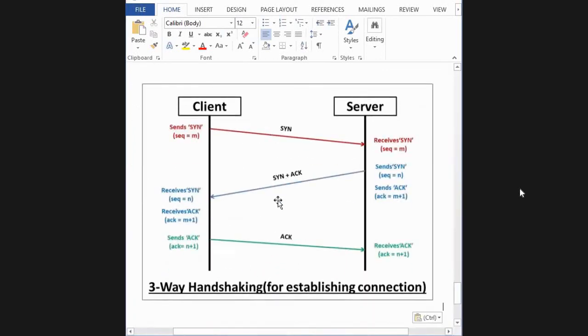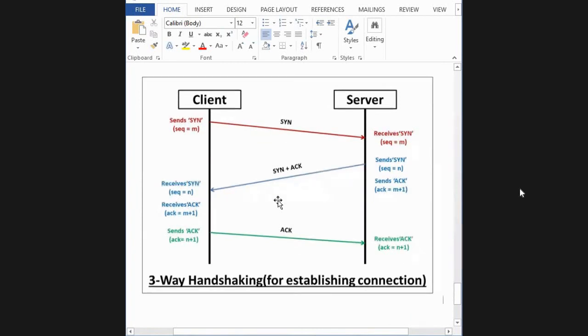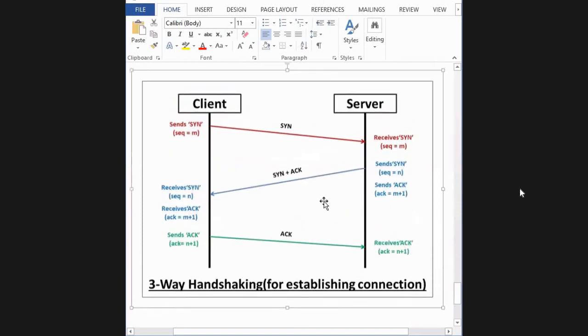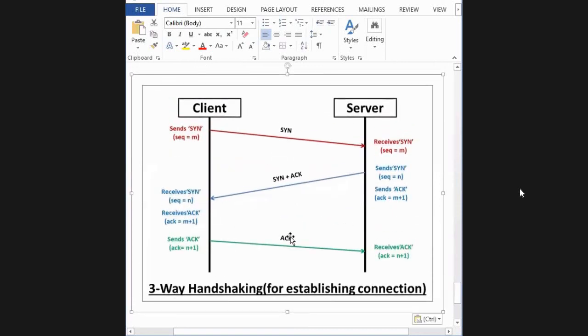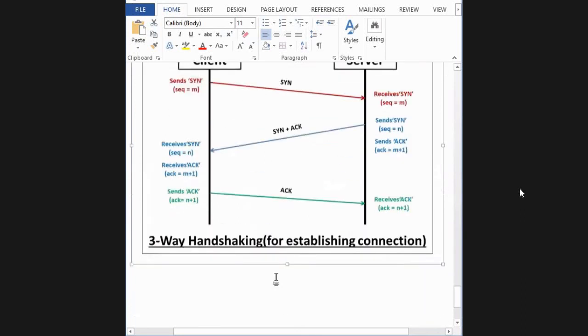So you can see here, this is what I have drawn just now. Your client will send a SYN packet, and the receiver, which will be the server, will receive that packet. It sends SYN plus acknowledgement. So here SYN plus acknowledgement will be received by your client. Then the client will send the acknowledgement packet. This is the three-way handshaking for establishing a connection.